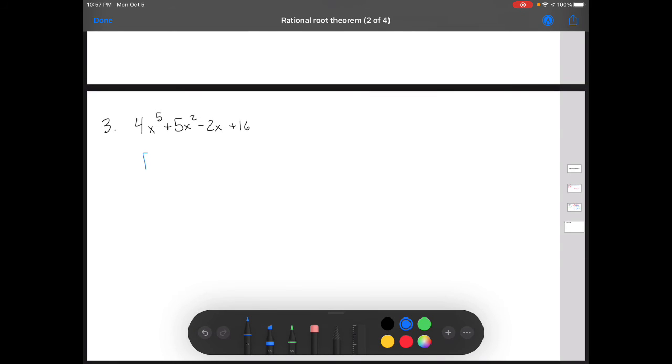And one more, number 3. So factors of 16 over factors of 4. So 16 is 1, 2, 4, 8, 16. 4 is 1, 2, and 4. Okay. So now we're going to start with everything over 1. That'd be 1, 2, 4, 8, 16.